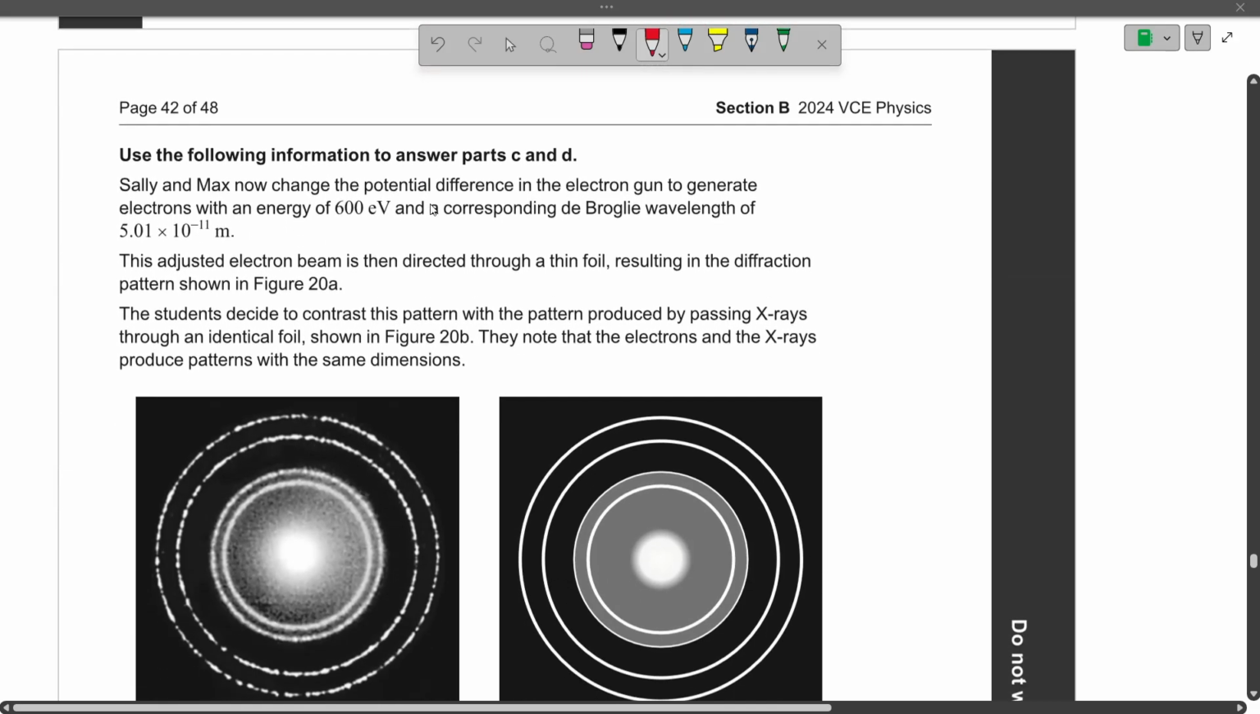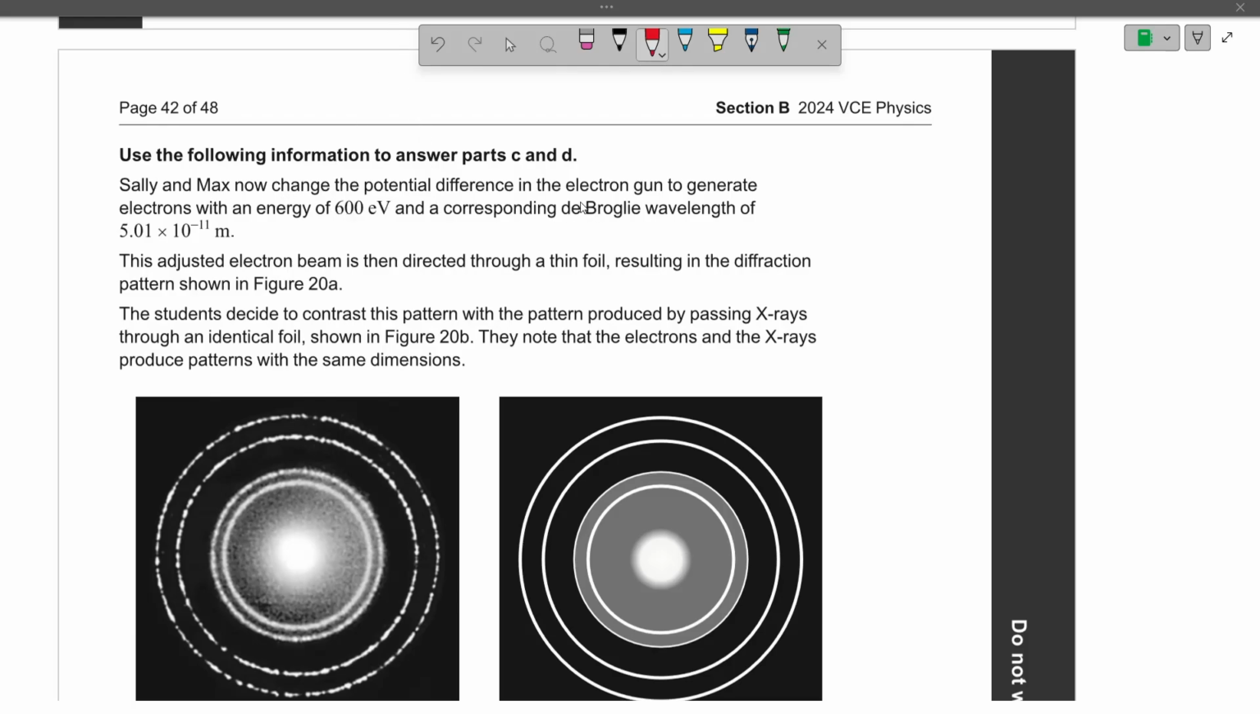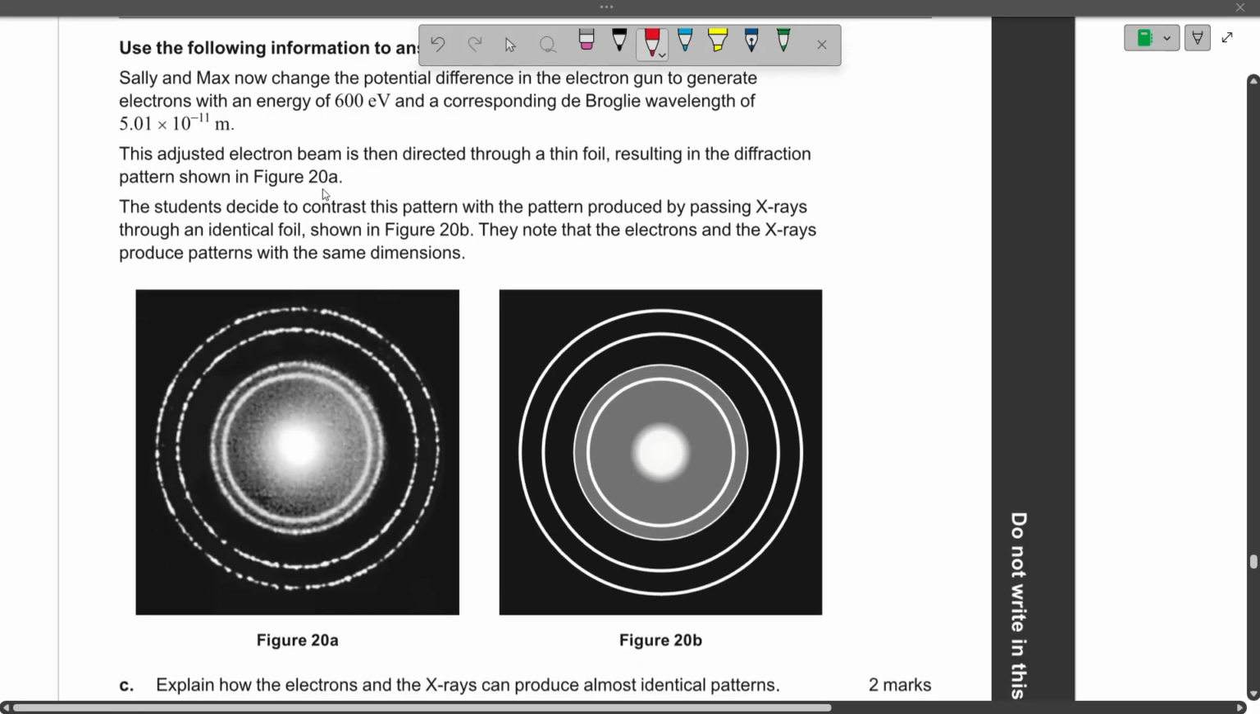All right. So parts C and D. Sally and Max now change the potential difference in the electron gun to generate electrons with an energy of 600 electron volts and a corresponding de Broglie wavelength of this. This adjusted electron beam is then directed through a thin foil, resulting in the diffraction pattern shown in figure 20a.